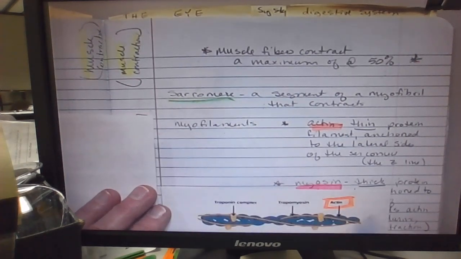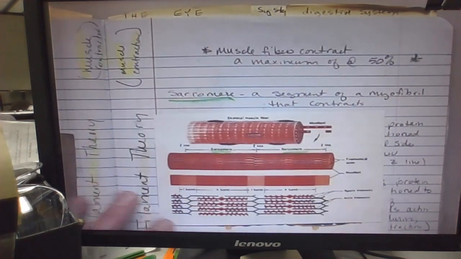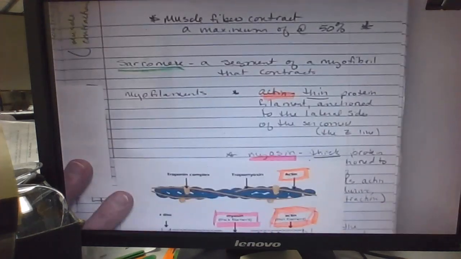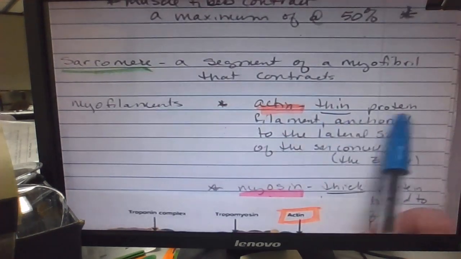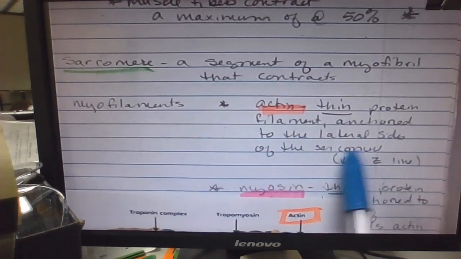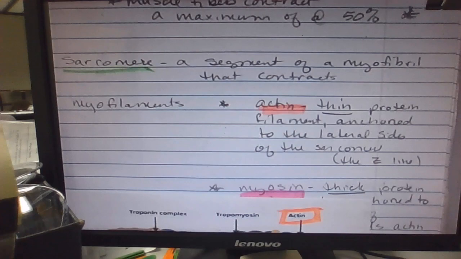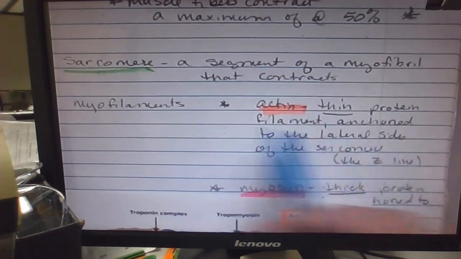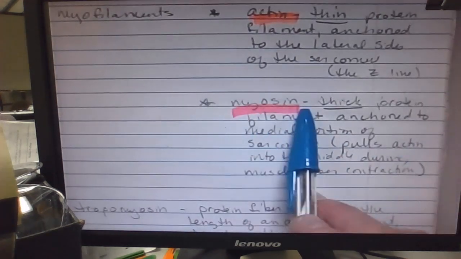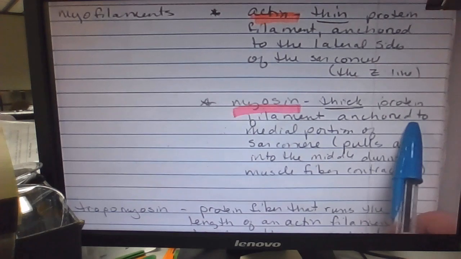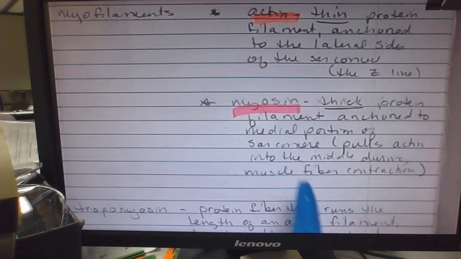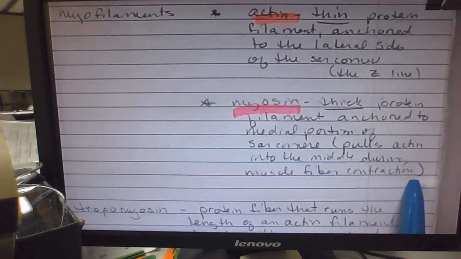The myofilaments that make up a sarcomere are called actin and myosin. Actin is a thin protein filament. It's anchored to the lateral sides of the sarcomere, at the Z line. It kind of looks like a Z, I'll show you in just a second. The Z line is where the actin myofilaments are anchored. Myosin is the thick protein filament, anchored to the medial portion of the sarcomere, the middle. So it's going to pull actin into the middle during muscle fiber contraction.